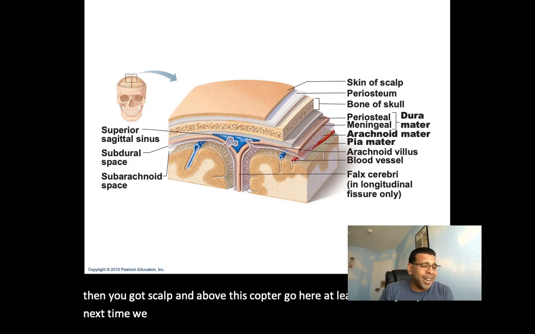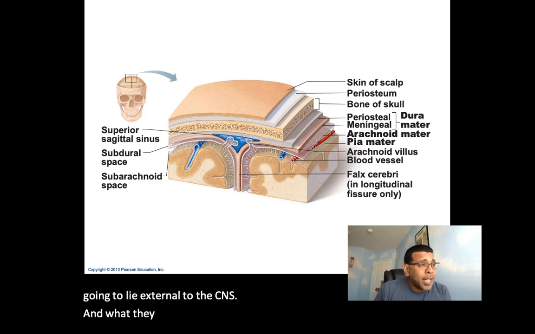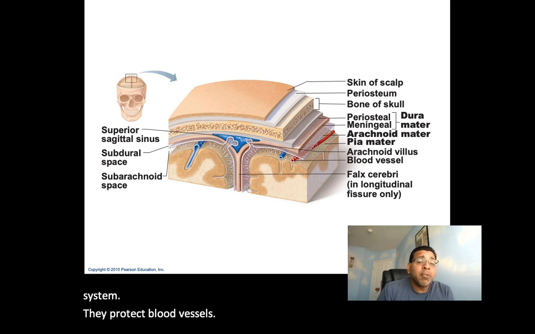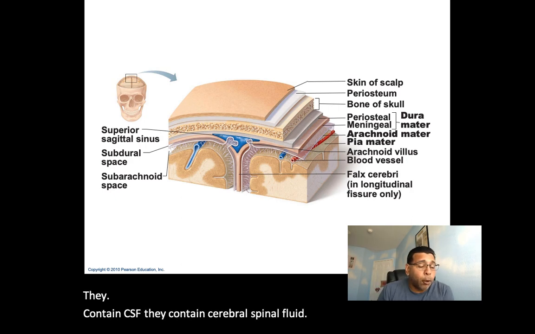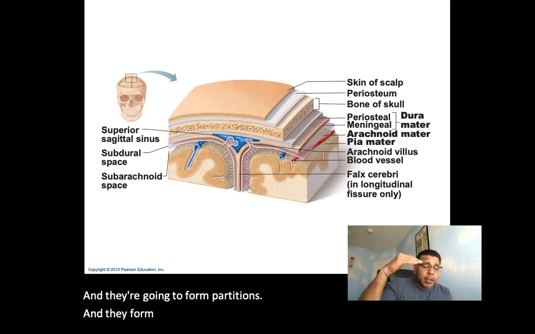Meninges are going to be 3 connective tissue membranes that lie external to the CNS. What they do is they cover and protect the central nervous system. They protect blood vessels. They enclose venous sinuses. They contain CSF, cerebrospinal fluid. And they form partitions. So from external to internal, we have first the dura mater.